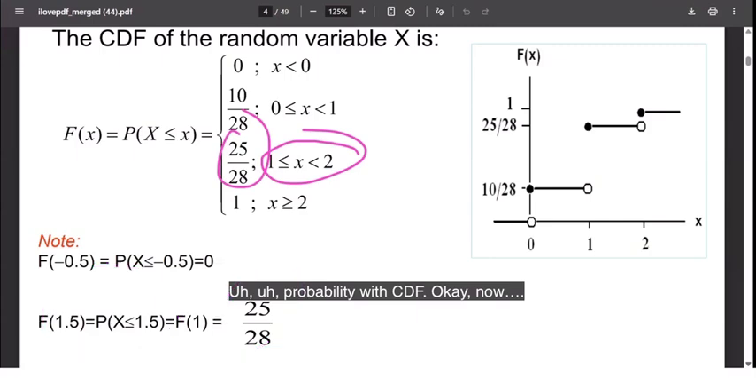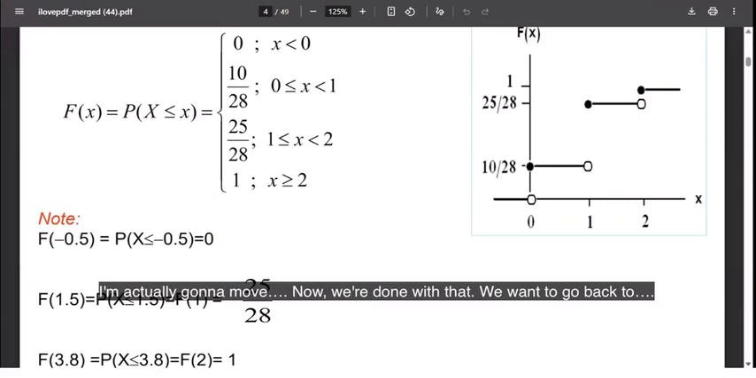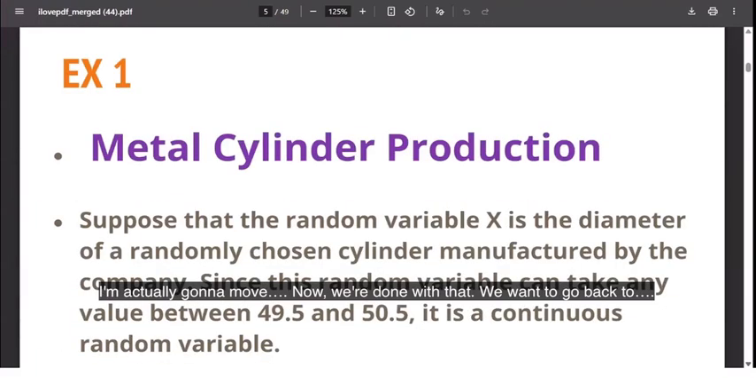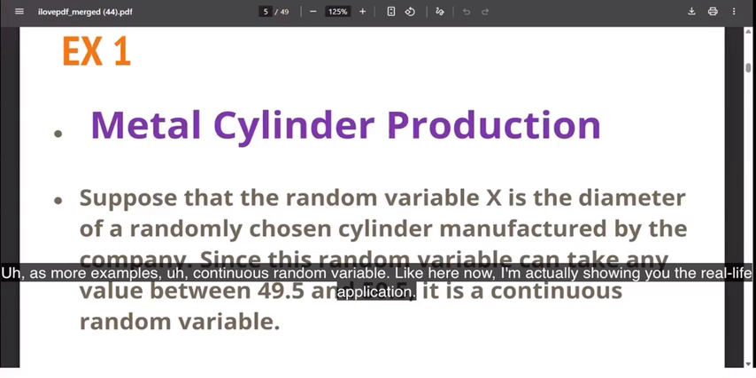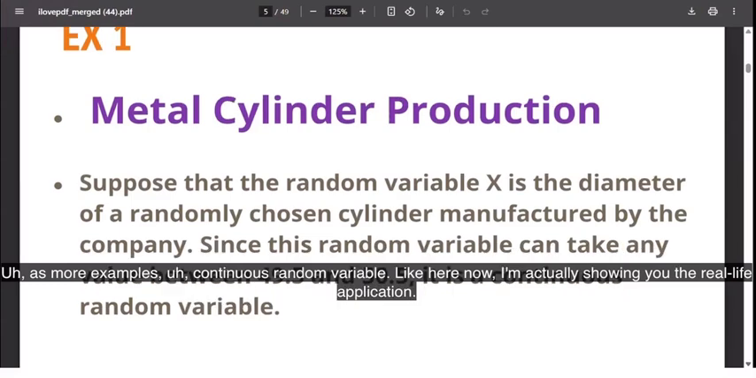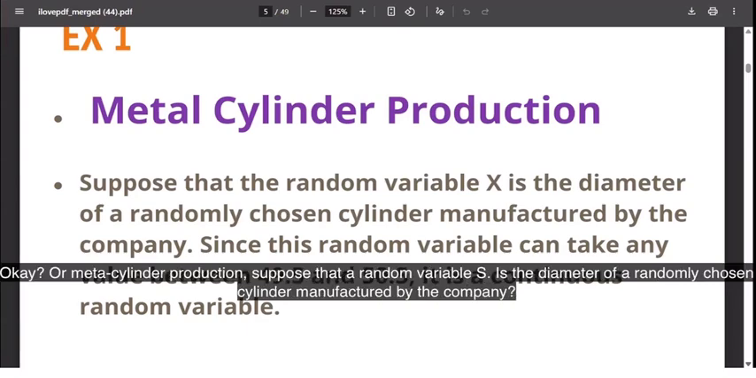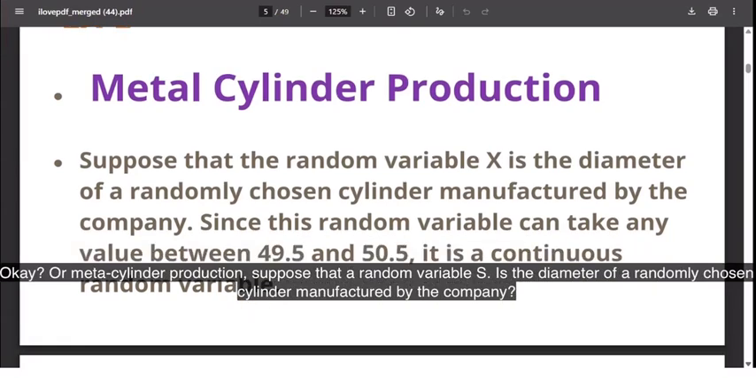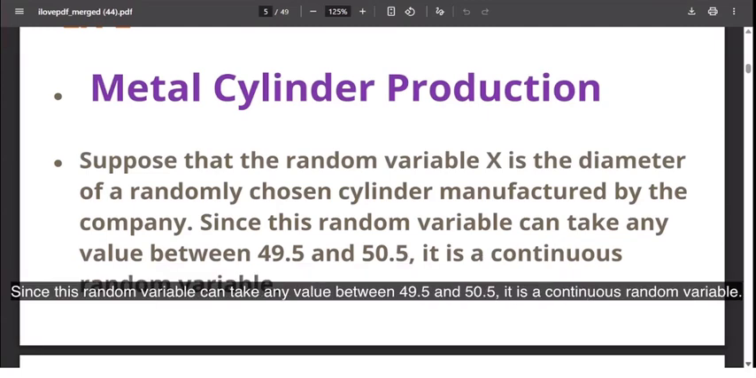Now we're done with that. We want to go back to more examples on continuous random variables. Here I'm showing you a real life application on metal cylinder production. Suppose that the random variable S is the diameter of a randomly chosen cylinder manufactured by the company. Since this random variable can take any value between 49.5 and 50.5, it is a continuous random variable.